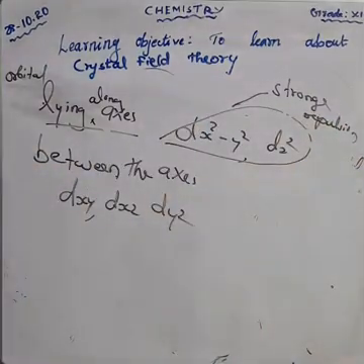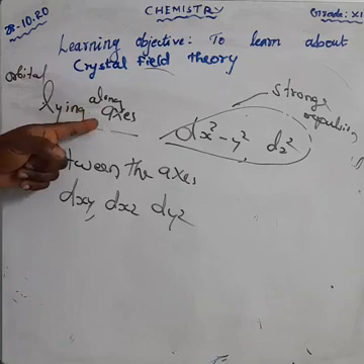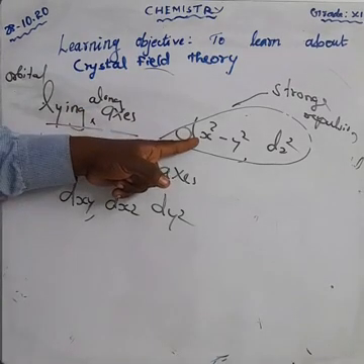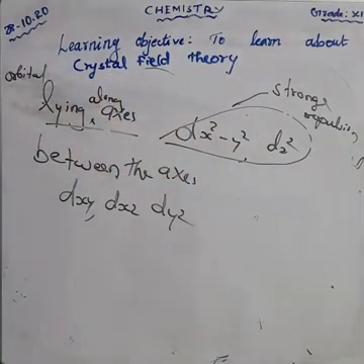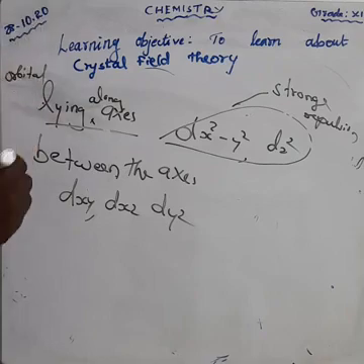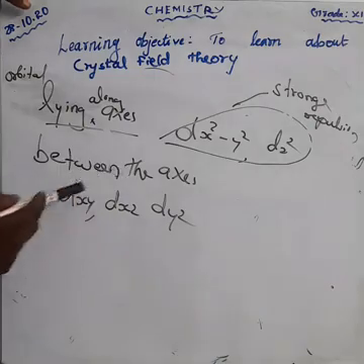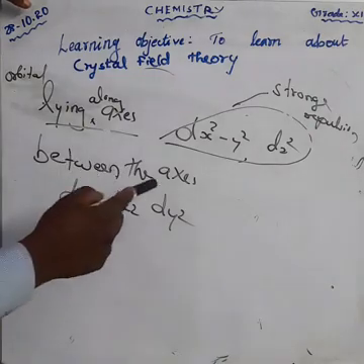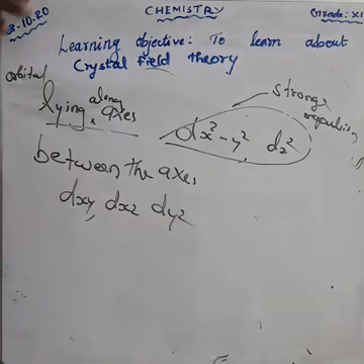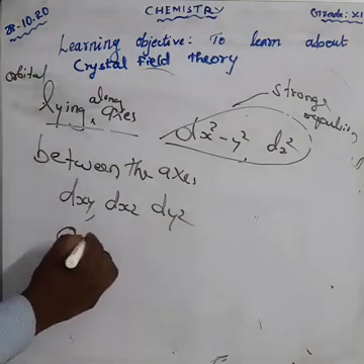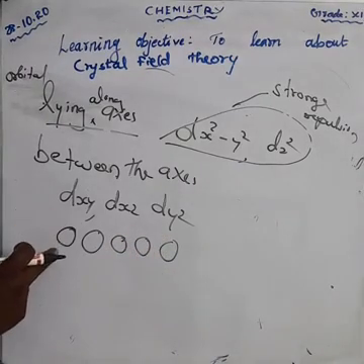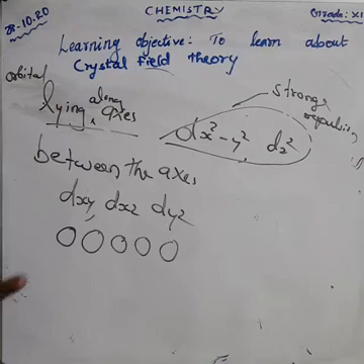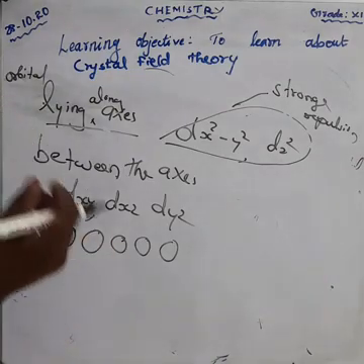Here, the orbitals lying along the axis, dx square minus y square and dz square, will experience a strong repulsion, raising their energy to a greater extent than the orbitals between the axis, dxy, dxz, dyz. Which are the 5 orbitals here? dxy, dxz, dyz, and dx square minus y square, dz square.